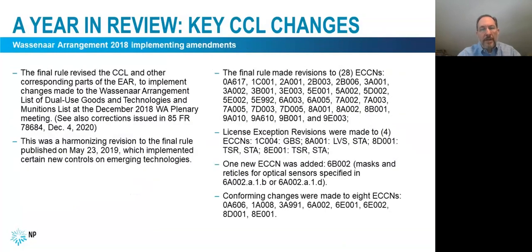All right, so the first Wassenaar implementation amendments took place also in 2020. This one is harmonizing the CCL with the 2018 Wassenaar arrangement changes. As you can see on the slide, the rule amended ECCNs in categories 1, 2, 3, 5, 6, 7, 8, and 9. So there have been many changes and revisions based upon this. Some of them are going to be small, others more significant.